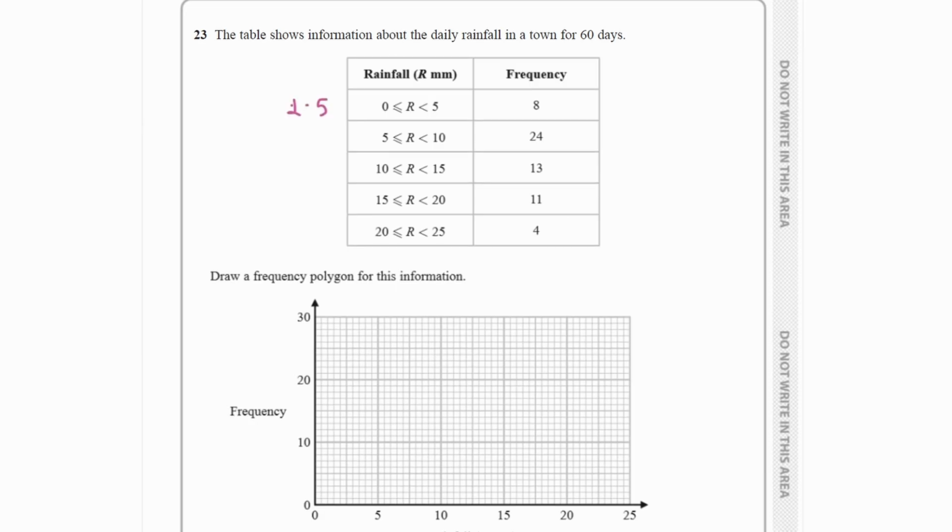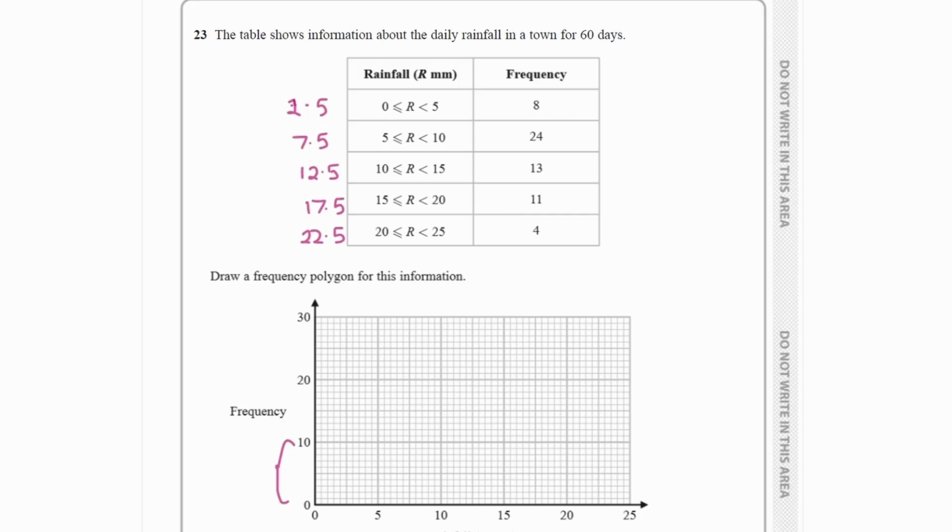So the midpoint for the first one will be 2.5, the second one will be 7.5, the midpoint of 10 and 15 is 12.5, the midpoint of 15 and 20 is 17.5, and the midpoint of 20 and 25 is 22.5. We can now plot these points on our graph, and because on our y-axis, 10 small boxes represent 10 units, this means that each small box represents 1 unit.